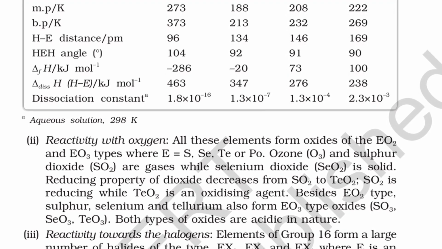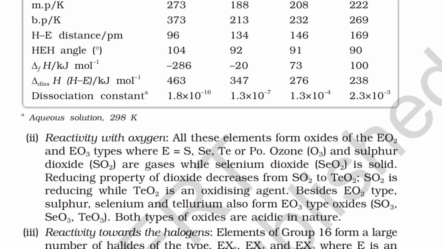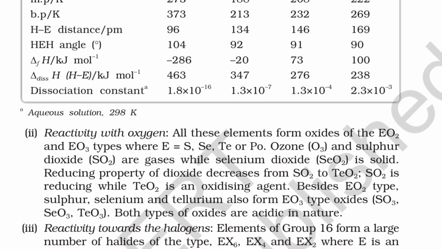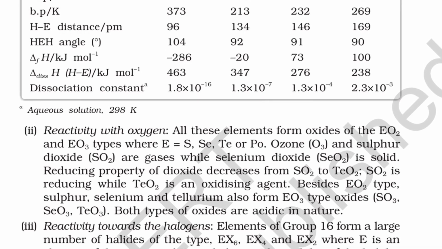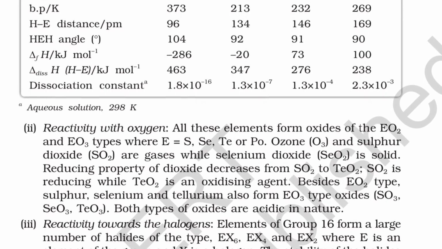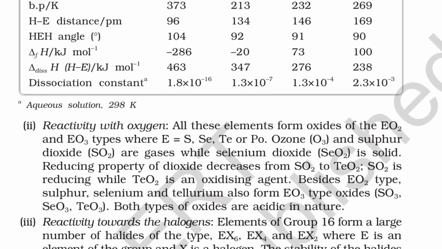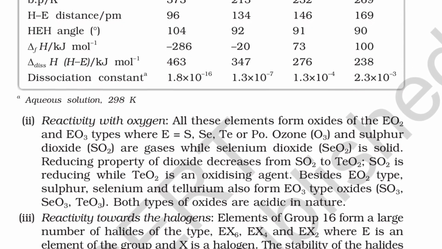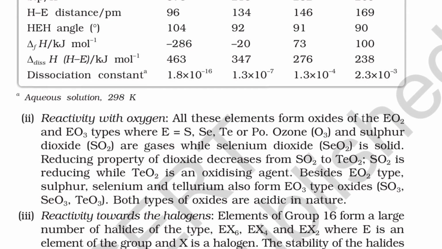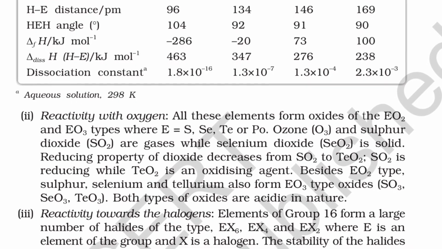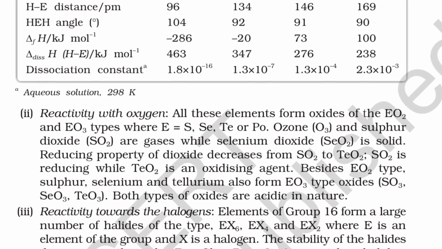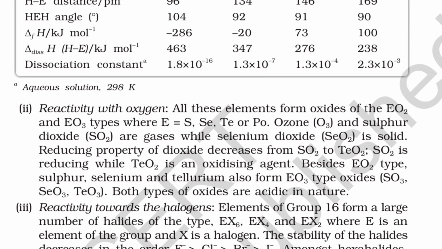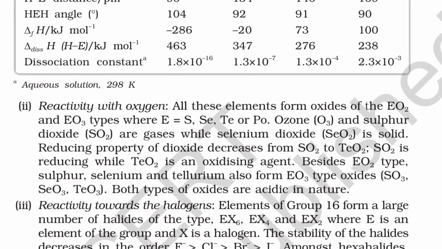Reactivity with oxygen. All these elements form oxides of the EO2 and EO3 types, where E is the element. Ozone and sulfur dioxide are gases while selenium dioxide is solid. You can expect these lines in NEET and JEE. Selenium dioxide is solid. Reducing property of dioxides decreases from SO2 to SeO2. SO2 is a reducing agent while TeO2 is an oxidizing agent. Remember, this is a question. Why? Do you know the reason?